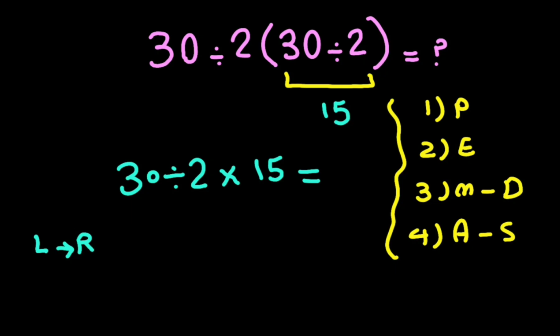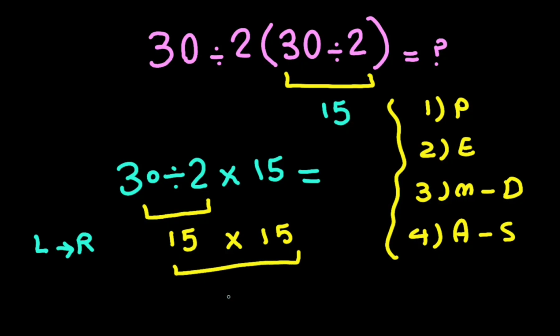Now 30 divided by 2 gives us 15, and now 15 times 15 gives us 225. The final answer is 225.